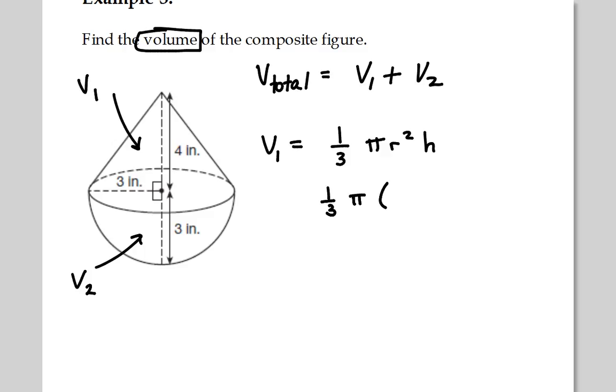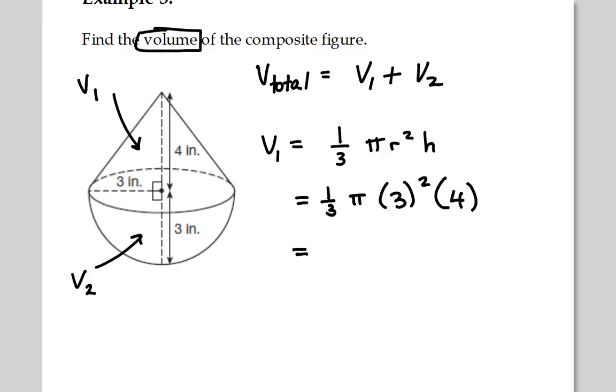One-third pi. The radius, of course, is good. And the height is 4. Very nice. That 1/3, you can put it in your calculator to start off if you have a nicer one. You can just go like this: 1 divide 3, and then the pi button.